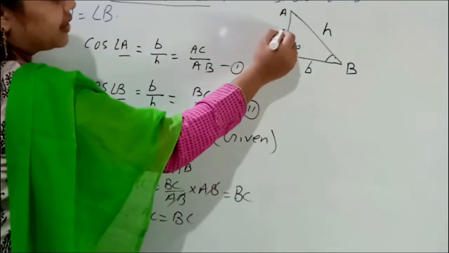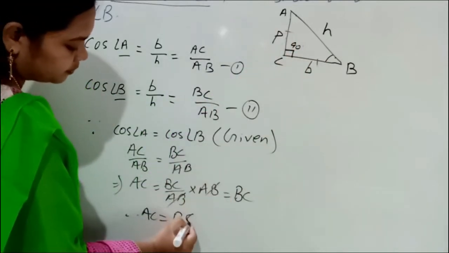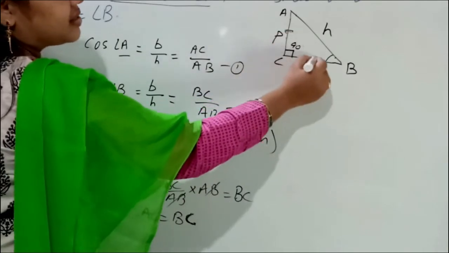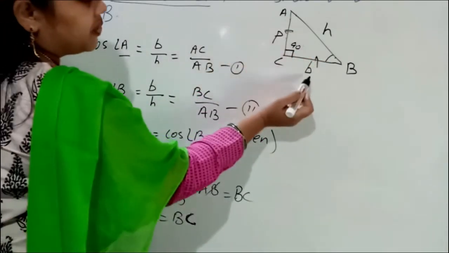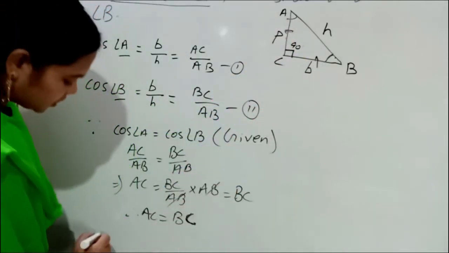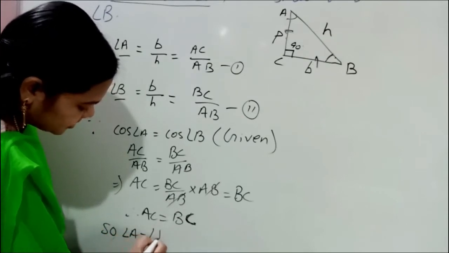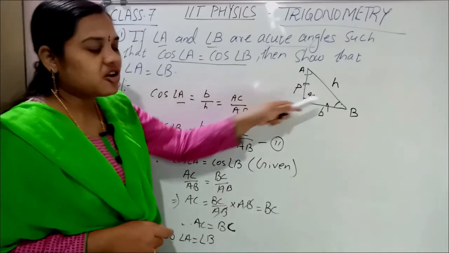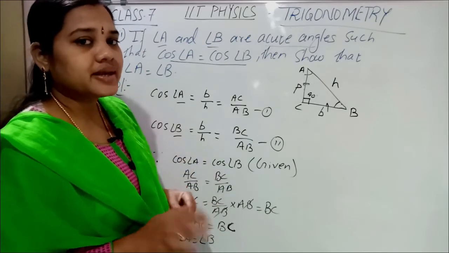What did we get? AC equal to BC. These two sides are equal. Is it or not? This side and this side are equal. AC equal to BC. If AC is equal to BC, then angle A is equal to angle B. So angle A is equal to angle B. What is the reason, children? Do you know? Whenever two sides of a triangle are equal, then the angles opposite to equal sides are also equal.